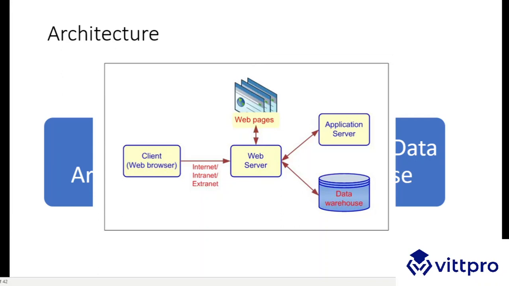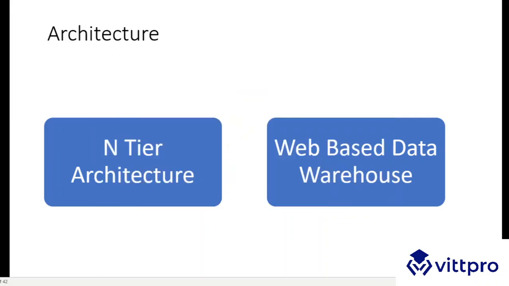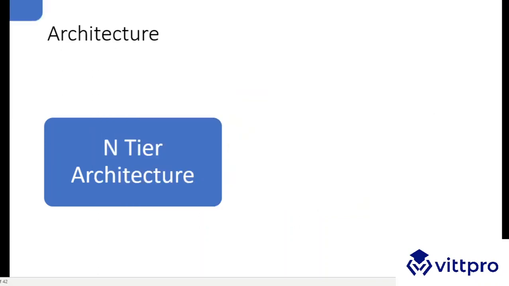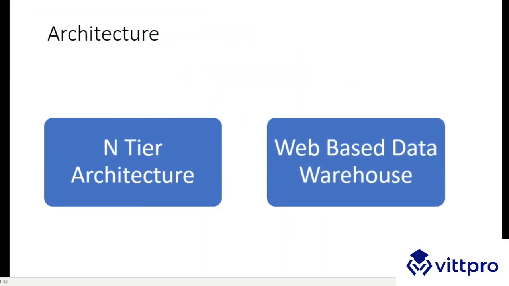So there are two main types of architecture. One is web-based, one is property-based. Property-based can be n-tier, and cloud-based is usually web-based. There are not many tiers in the web-based database.